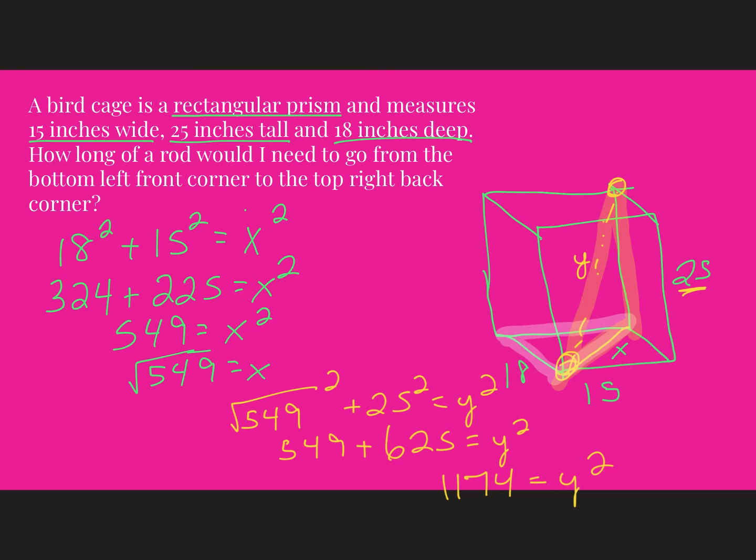And in this case, I only need the approximate answer. So y is 34.26. Okay, and it's going to look a lot bigger than any of my dimensions, right? My biggest dimension was 25, but I need a 34.26 inch long rod in order to go all the way that distance. Okay, so let's go ahead and let you guys try these on your own.